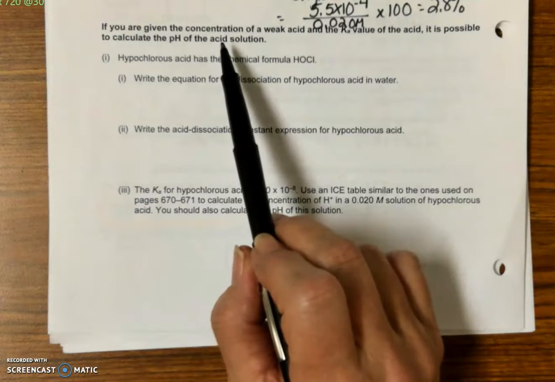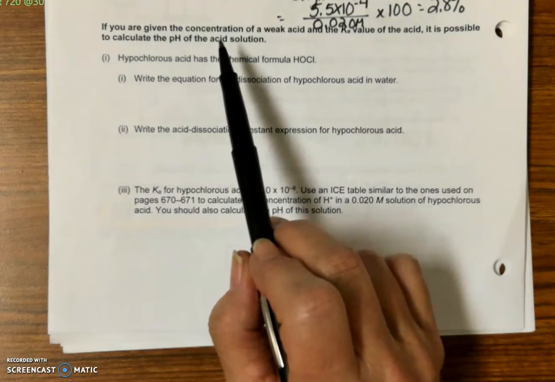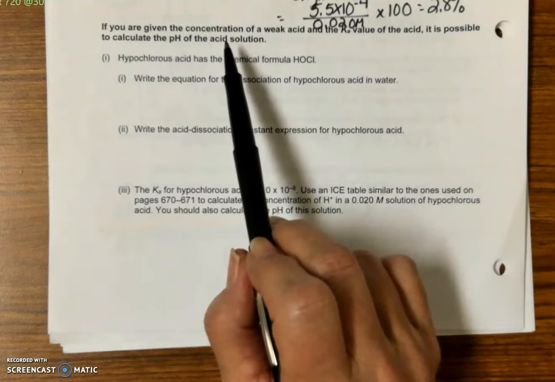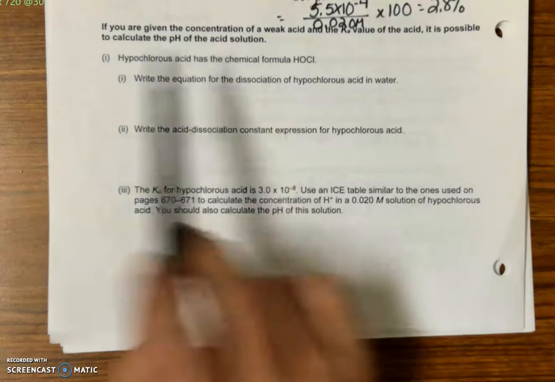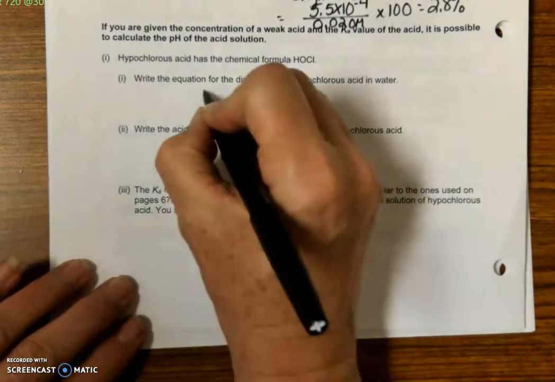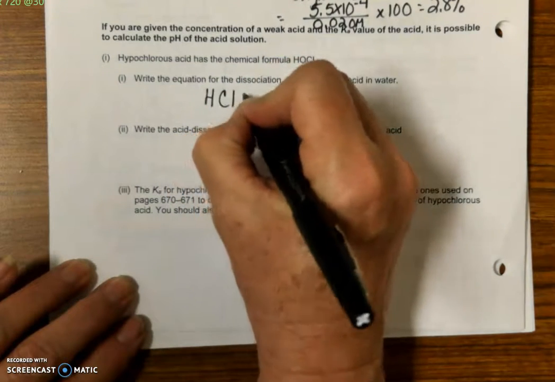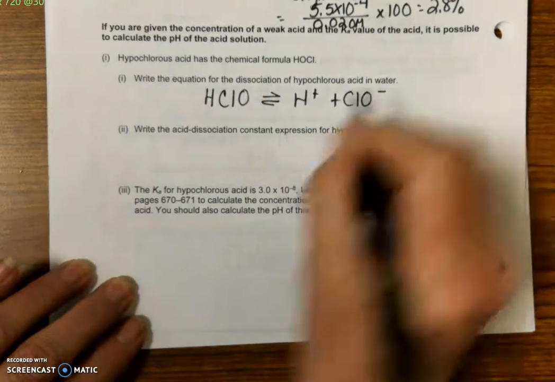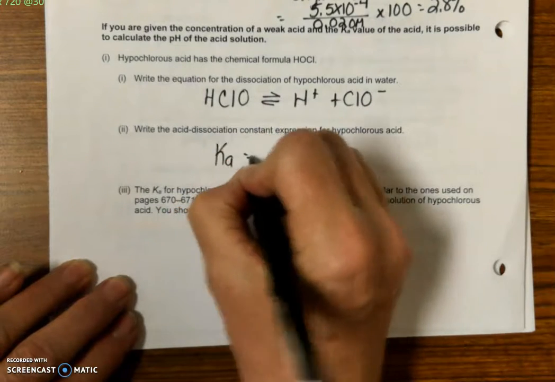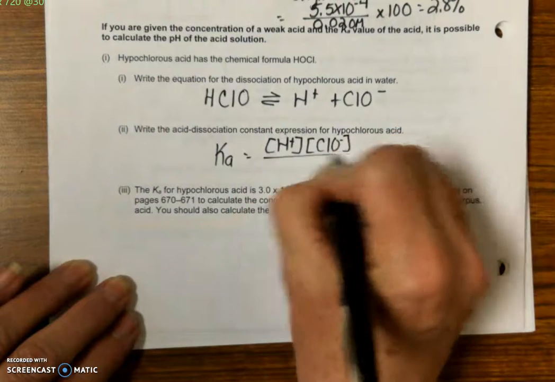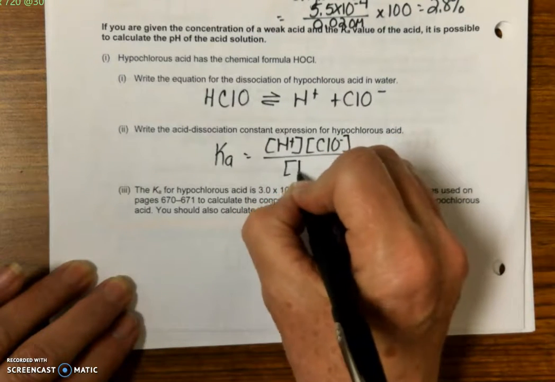Remember that all this means when we calculate the pH is we're going to get the concentration of hydronium ion, or H+, in our acid solution. That's all this is. And so, again, this is a weak acid, so we're probably going to have to use an ICE table to do it. Okay. So the dissociation of hypochlorous acid looks like this. And the Ka value is going to be products over reactants.